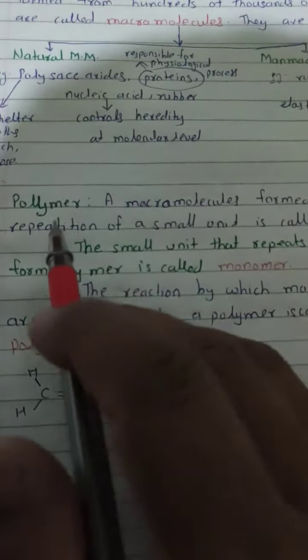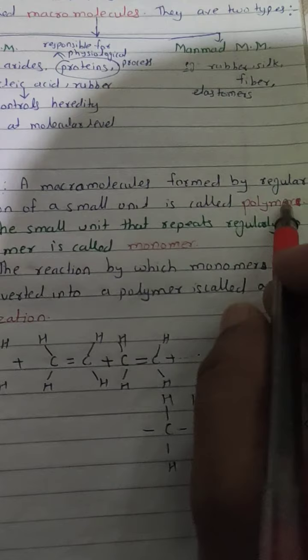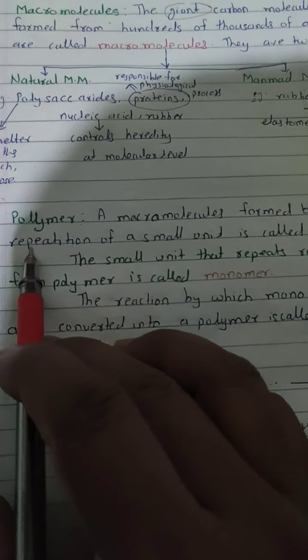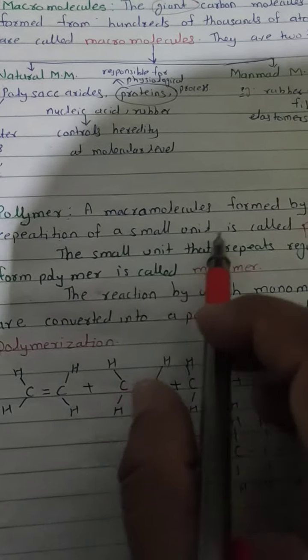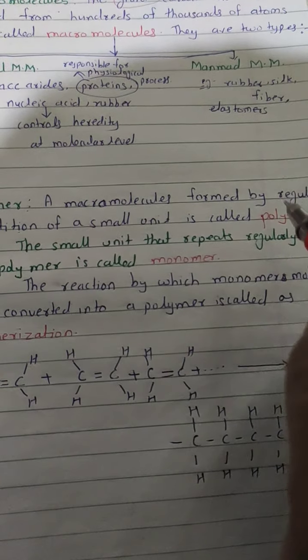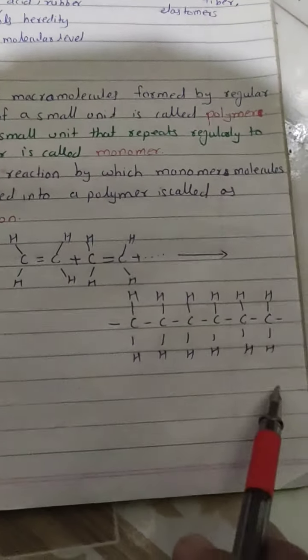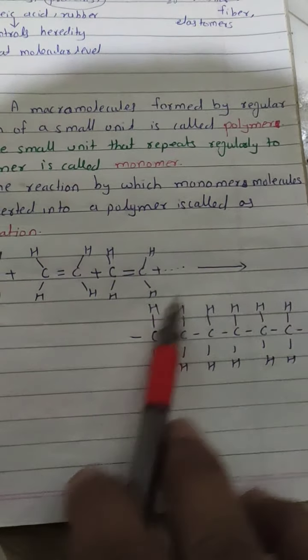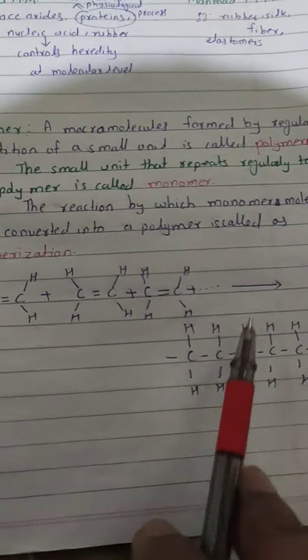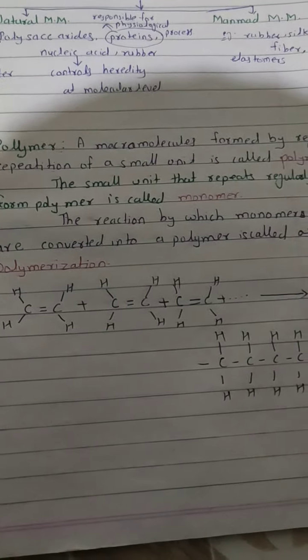Now come to the polymer. A macromolecule formed by the regular repetition of a small unit is called a polymer. For example, see here, one example is there. This is a macromolecule. This is formed by the repetition of a small unit. So this is a polymer.